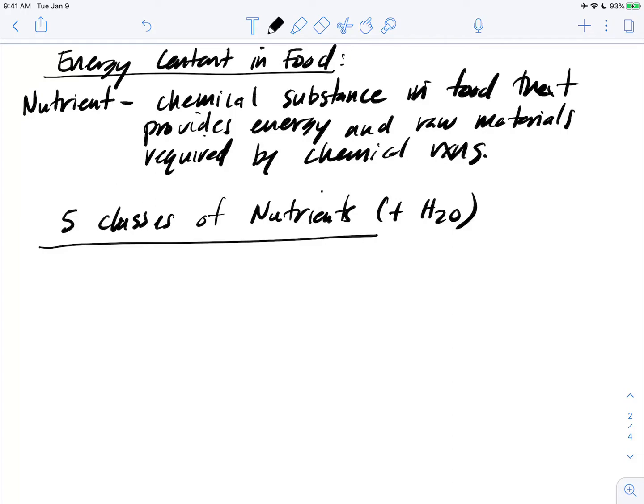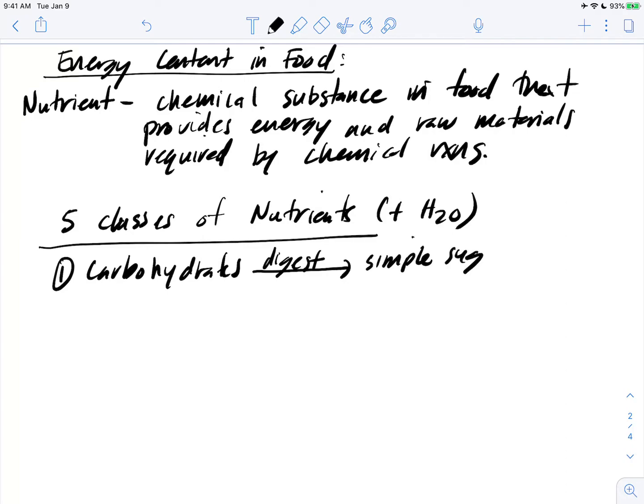So one is carbohydrates. But really, a carbohydrate is just a bunch of simple sugars. So we can digest that down into simple sugars. We'll talk about things like starches, which are actually just strings of sugars. A simple sugar being a monosaccharide.